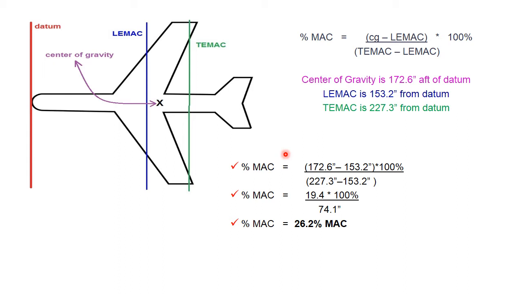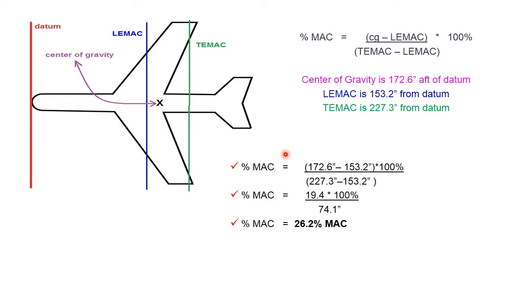Let us work an example now of a problem where we have the center of gravity given in inches from datum and we need to convert it to a percent of MAC. We will utilize the equation percent of MAC equals the distance between the center of gravity and the leading edge times 100% divided by the distance between the trailing edge and the leading edge, where our center of gravity is given as 172.6 inches aft of datum. The leading edge is given as 153.2 inches from datum, and the trailing edge is given as 227.3 inches from datum.